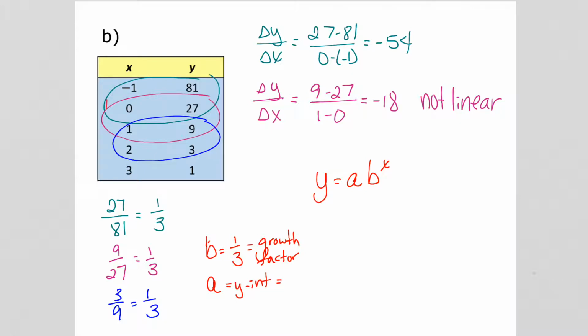And the y-intercept, where x is 0, y is 27. So we plug in y equals 27 times 1/3 to the x, and that would be our exponential function.